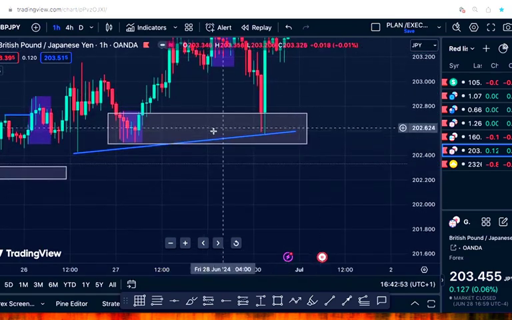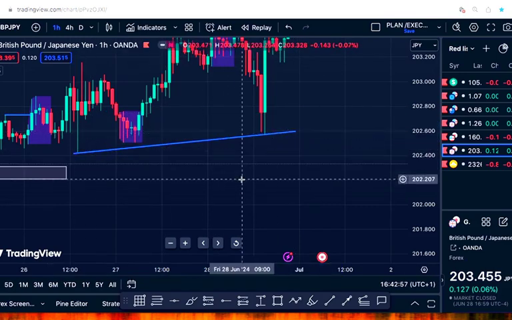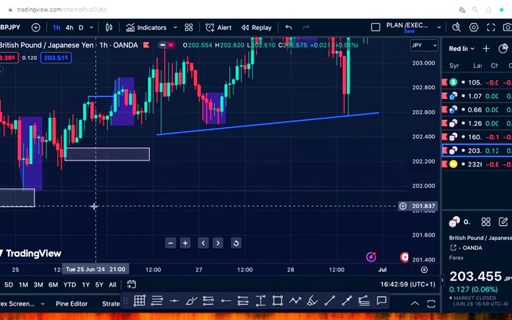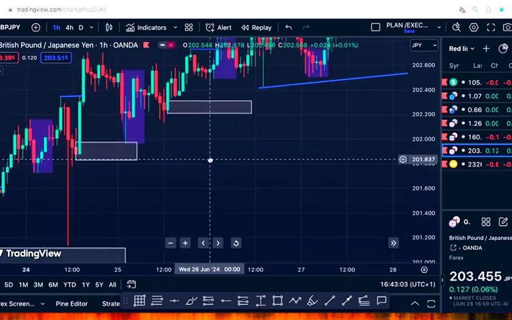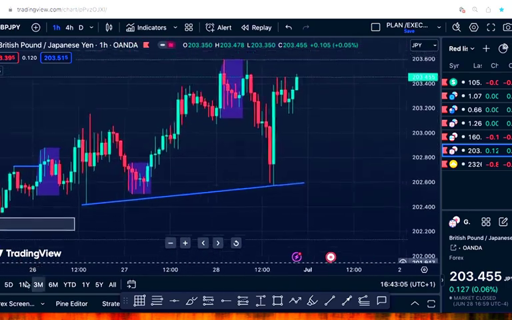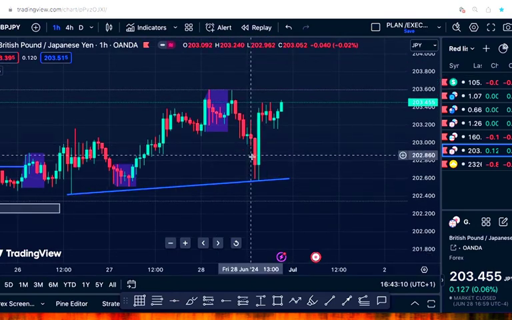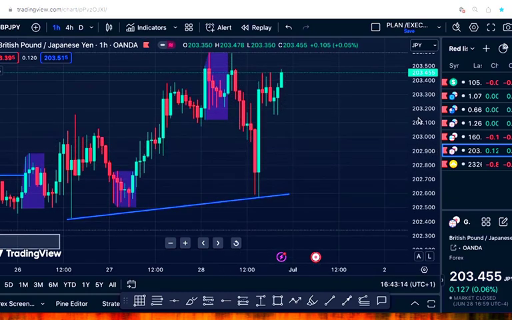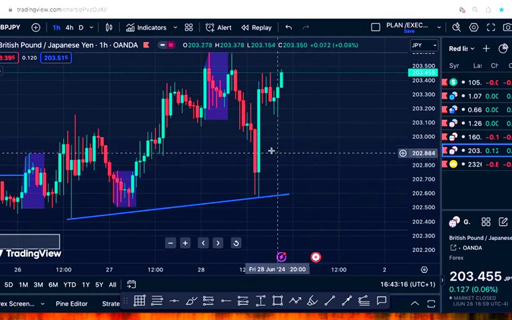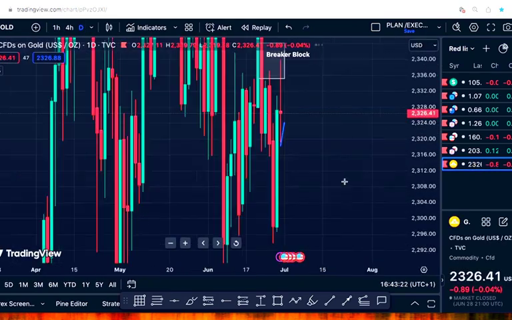On the 1-hour time frame, we have liquidity resting below. I'm not really seeing anywhere to buy this market from, unless we go to a lower time frame, where you might find something to trade on this pair. But on this pair, I am forever bullish on JPY. So moving on, gold has been a very interesting market these days.